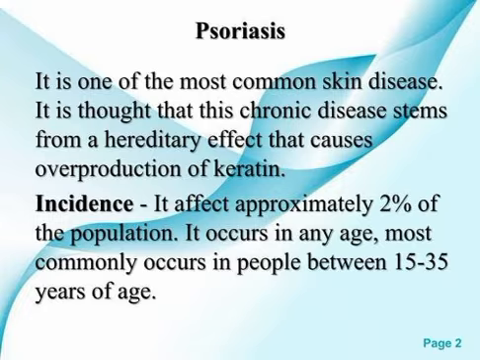First, let's see what is psoriasis. Psoriasis is the most common skin disease. It's thought that this chronic disease stems from a hereditary effect that causes the overproduction of keratin. Nowadays it is more prevalent among people. It's a chronic disease, mainly due to the overproduction of keratin.